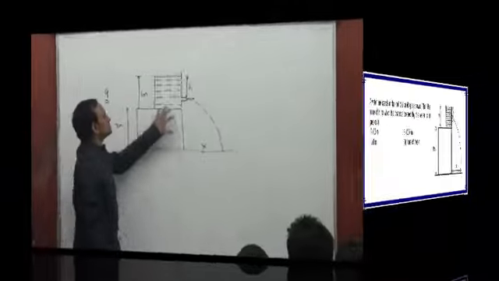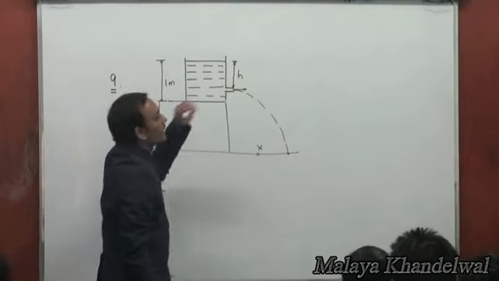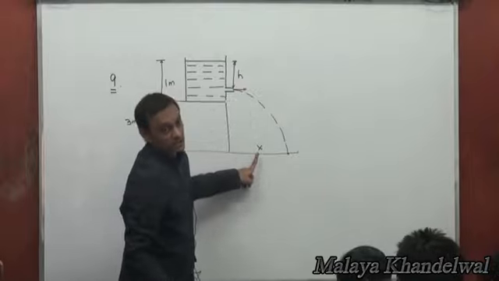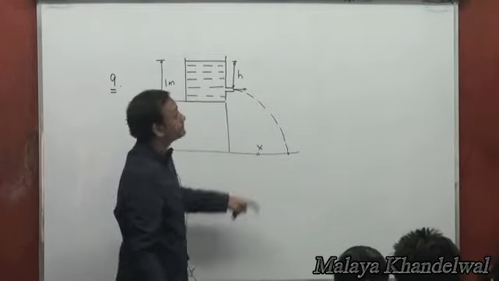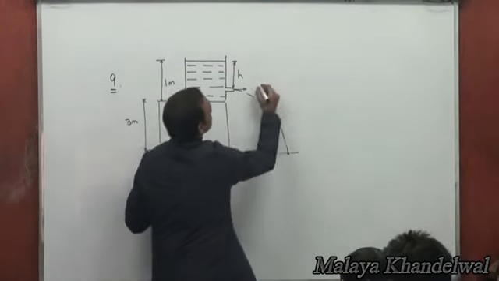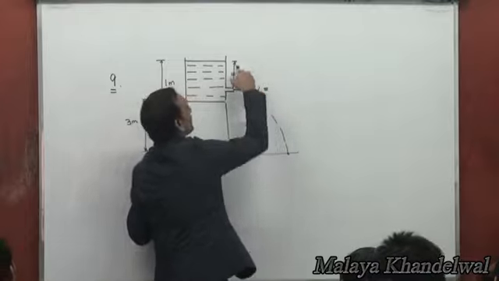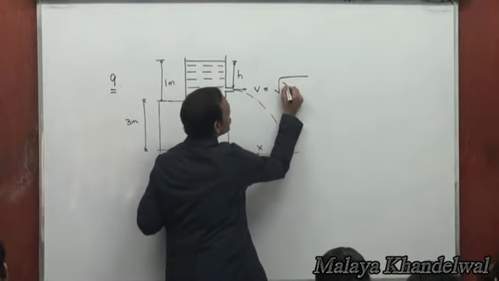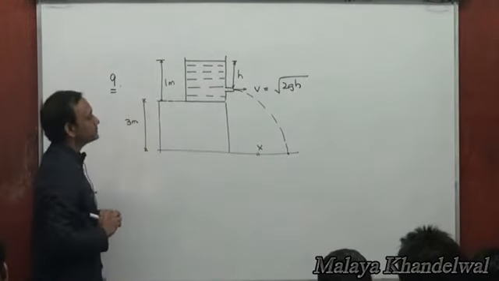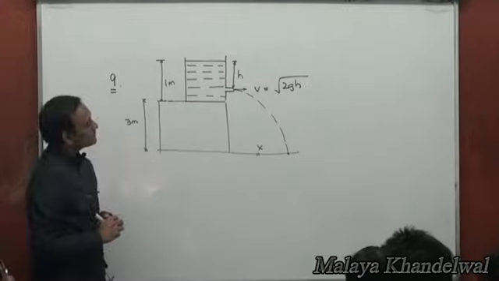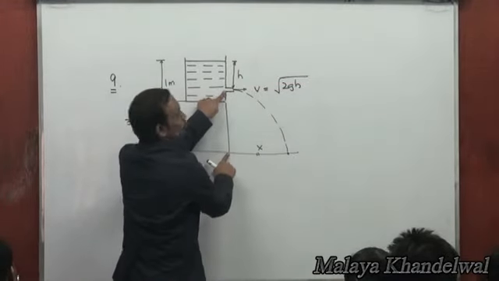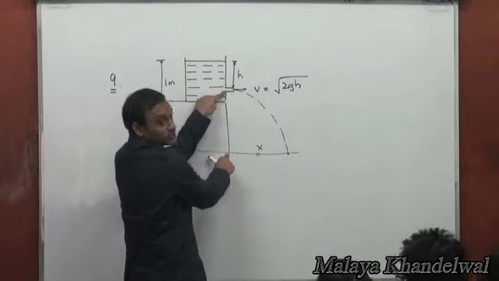So we have a reservoir of water and we want to model it around X so that the range X is the greatest, right? One thing, given H, V is going to be root 2GH, right? Now the height through which it falls is 4 minus H. 4 minus H is the height through which it falls.